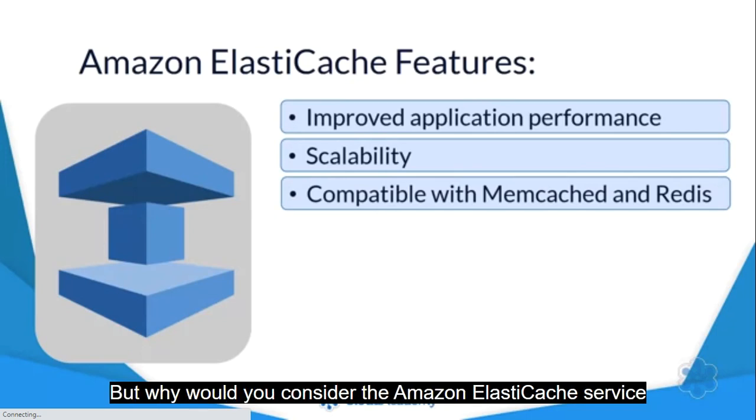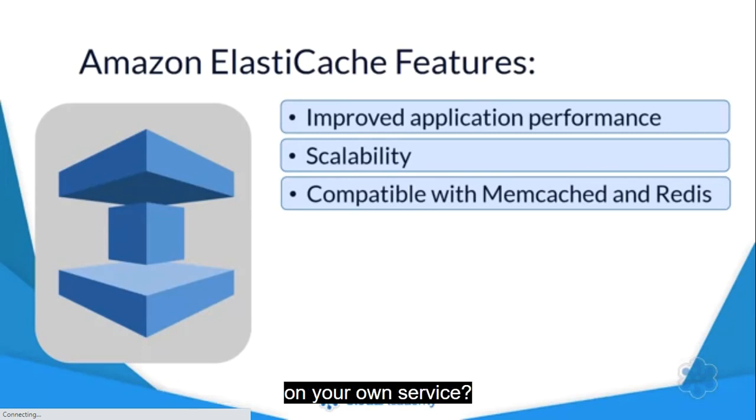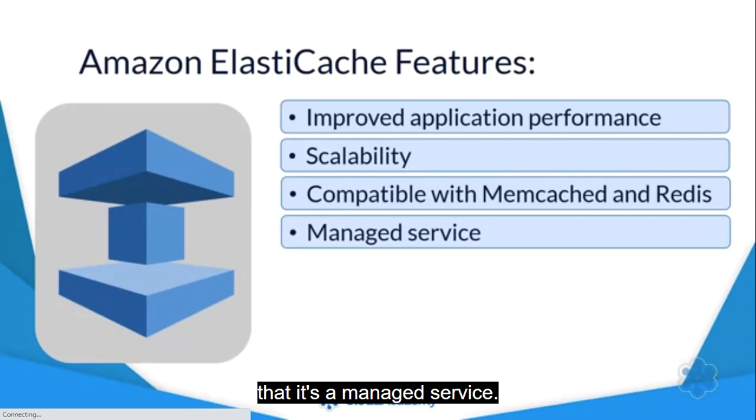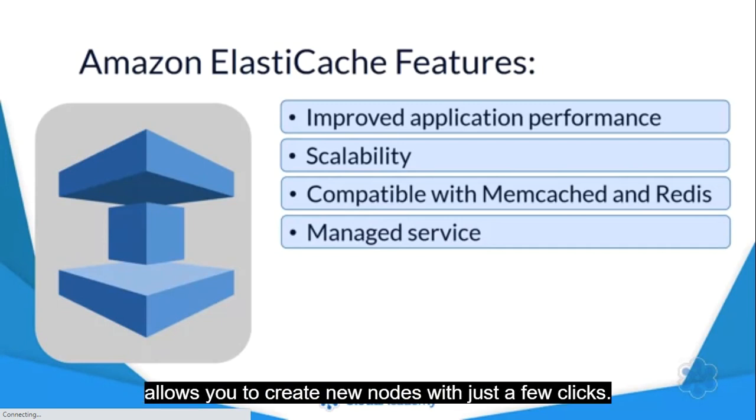But why would you consider the Amazon ElastiCache service over running a version of Redis or Memcached on your own servers? The core benefit of using ElastiCache is that it's a managed service. That means that configuration is simplified. The ElastiCache Management Console allows you to create new nodes with just a few clicks. A cache node is a fixed-size chunk of secure, network-attached RAM, essentially the building block of the ElastiCache service.